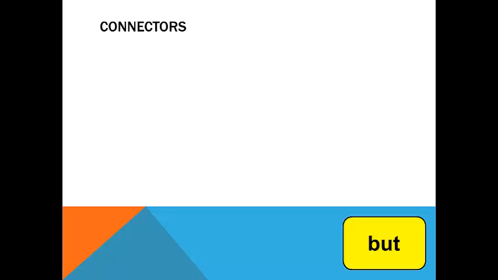The following example that we are going to talk about is the connector but. The connector but is used to express contrast, or basically to express opposite ideas, para expresar entonces contraste y también ideas opuestas. Let's see some examples here.